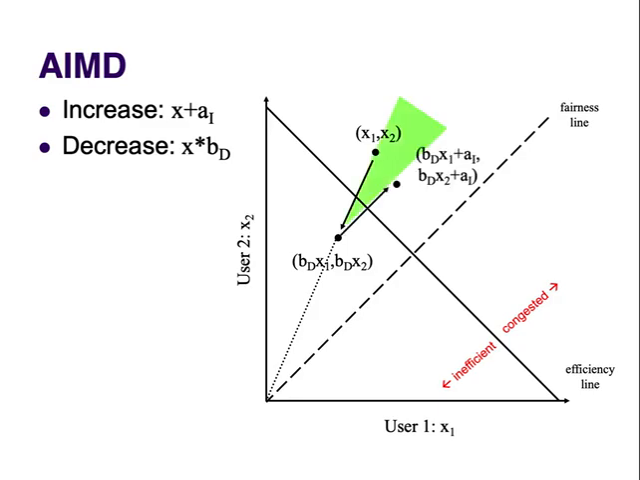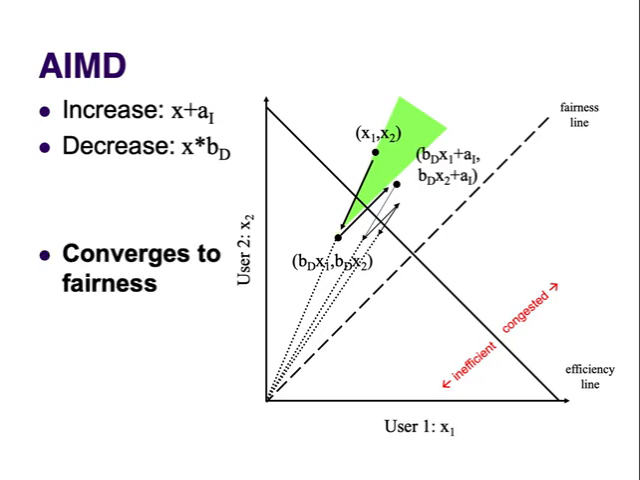But now when you increase, you're increasing along a line that has a slope of 1. Right? So you're shrinking the gap to the fairness line by this angle over here. And as you continue to decrease and increase, what we start seeing is that you're moving x1 and x2 towards that point. Okay? And so AIMD is the only one of these options that we can show converges to fairness. Any questions on this?